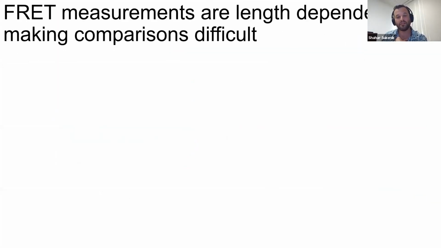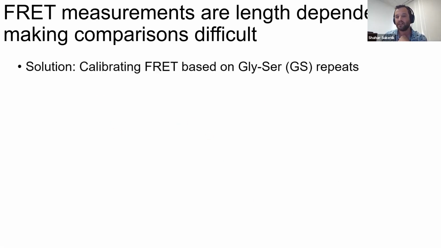Okay, so this is great, but it's not without problems. One of the main problems with any FRET measurement really is that they're really sensitive to the length of the sequence that we're interested in, really sensitive to this distance between the two proteins. And so our solution for this is to calibrate the FRET based on a sequence that we can characterize very well. The sequence we picked was these glycine serine repeats.